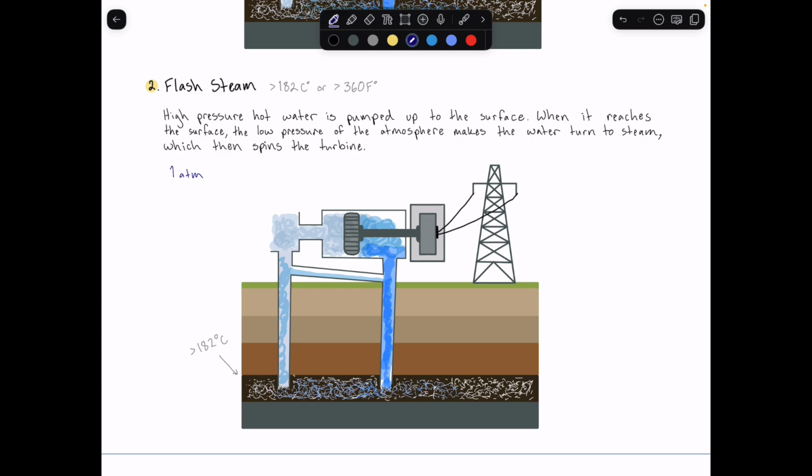Oh, hold up, I deleted part of my flash steam plant. Let me redraw this here. So here we go. I deleted part of my flash steam plant. Okay, let me get back to this.